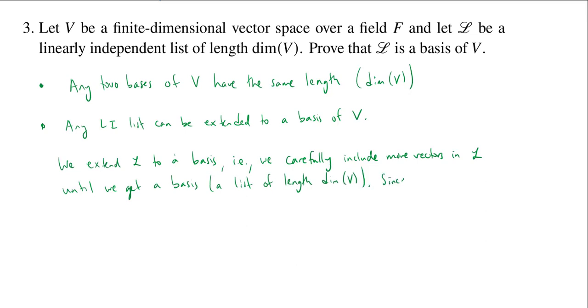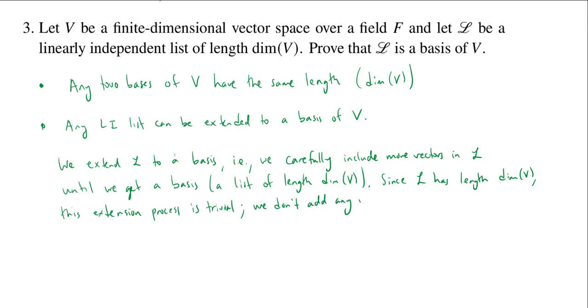So since L has length dim V, this extension process is trivial. We don't add any vectors. We can't, because if we added any vectors, we would get a list longer than the dimension, and so it can't be a basis. So thus, L is already a basis.